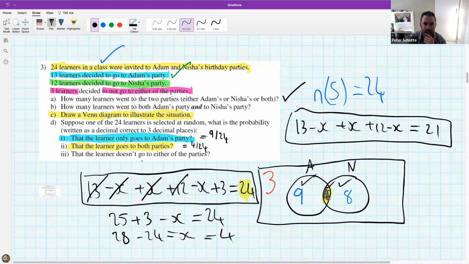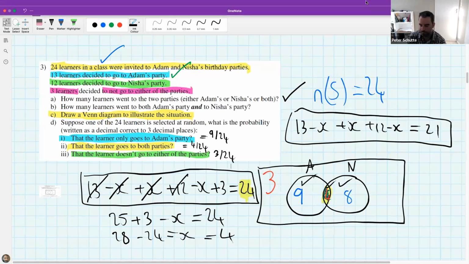Yeah. And what is the probability, the last one before we have a break, that the learner doesn't go to either of the parties? What's the probability you choose someone who didn't go to any of the parties? It's just going to be 3 out of 24.